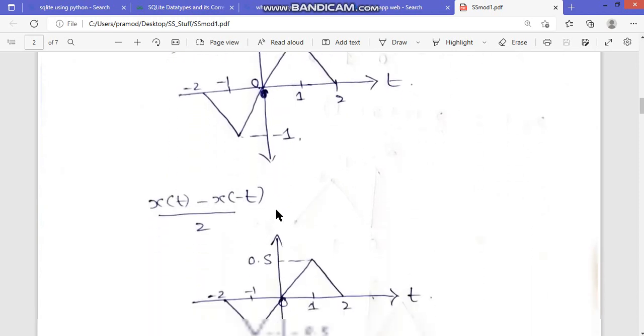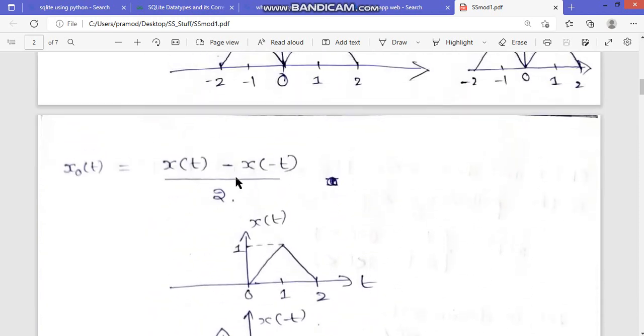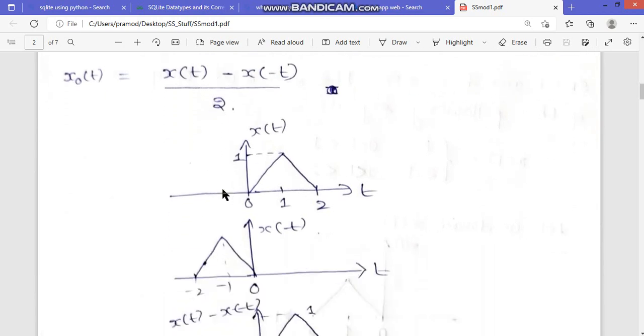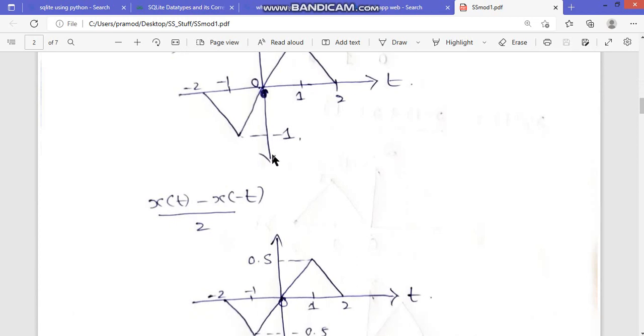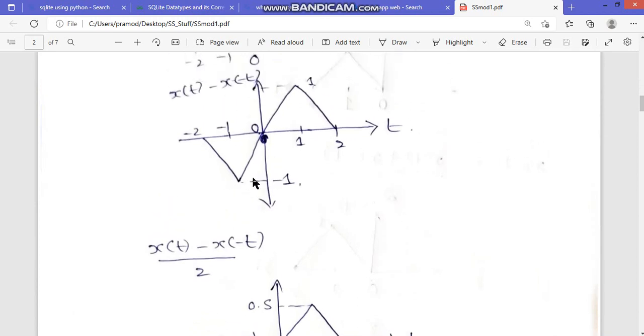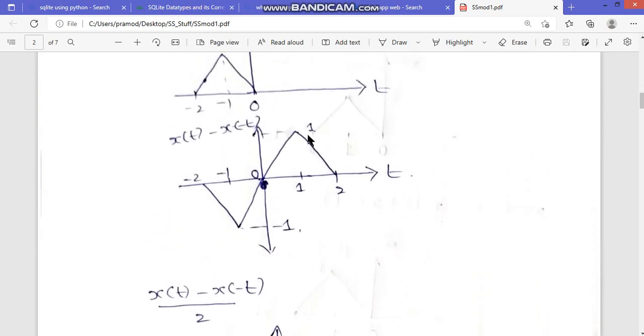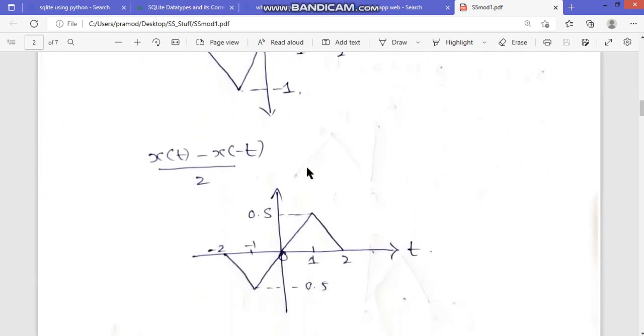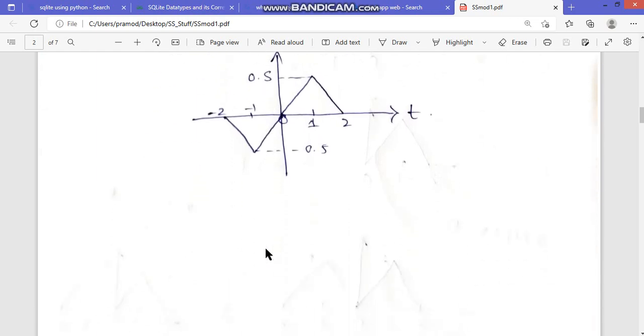Now what is the next operation we have to do? Divided by 2. What is the meaning of divided by 2? We are dividing the amplitude values, right? So minus 1 will become minus 0.5 and plus 1 will become plus 0.5. I hope you got this: this is minus 0.5, understand, this is minus 0.5, and this is plus 0.5. I hope this operation is clear to everyone.